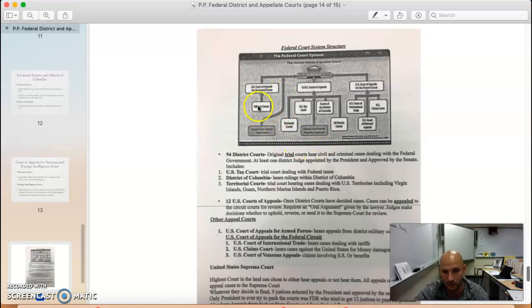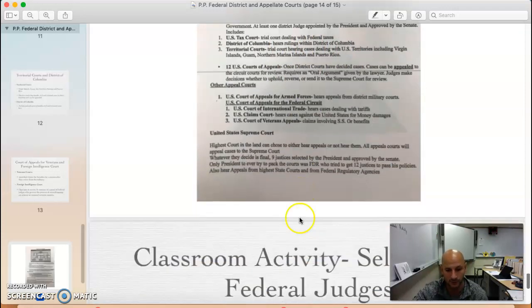So you can kind of see here all the lower courts are the military courts, territorial courts, 94 district courts, and the U.S. Court of Veterans Appeals. All these courts can go to appellate courts. And these are the lower courts that hold jury trials. All the ones that are down here all hold jury trials. And you can kind of read down here. I posted this document along with the other ones.